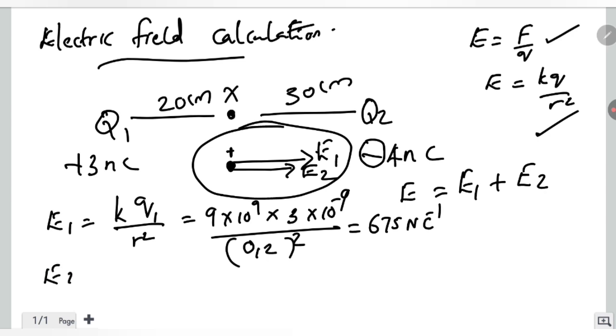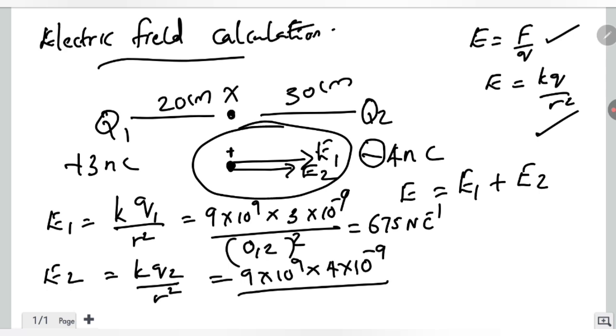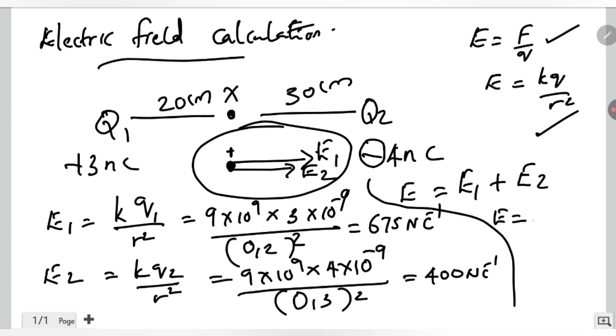Similarly, you calculate E2. E2 is equal to kq2 over r square, which is 9 times 10 to the power of 9 times 4 times 10 to the power of minus 9. We don't write the minus. Over 30 centimeters, and how do you convert? Divide by 100, so it becomes 0.3 the whole square. That gives you 400 Newton per Coulomb. So we got E1 and E2. Now how do we calculate E? E is equal to E1 plus E2, 675 plus 400, so it is 1075 Newton per Coulomb. If it is only for magnitude, you can stop here.